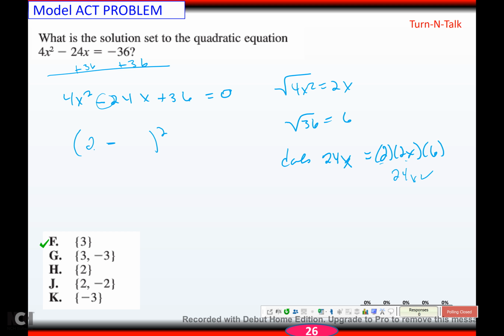And your terms are going to be 2x minus 6 squared. Which means 2x minus 6 times 2x minus 6 equals 0. Yes?